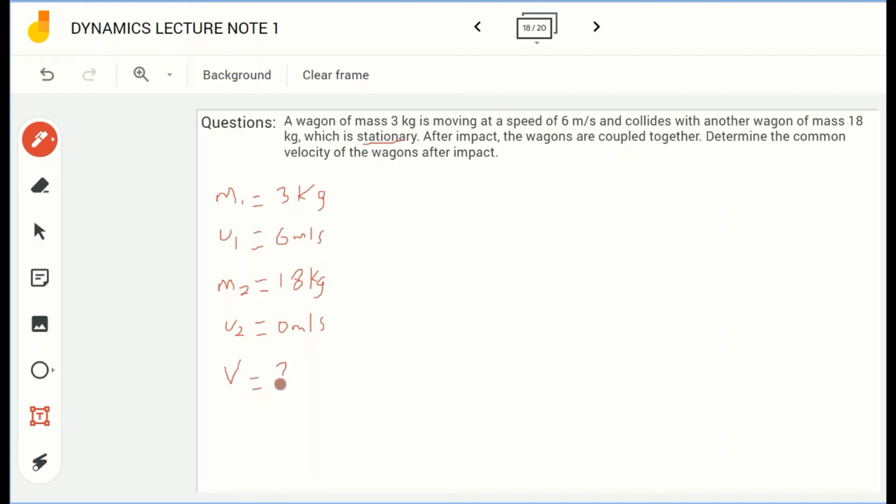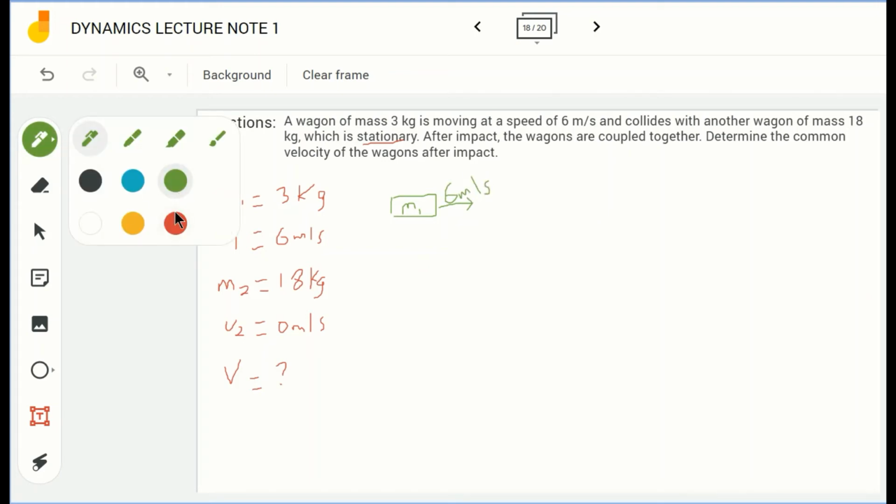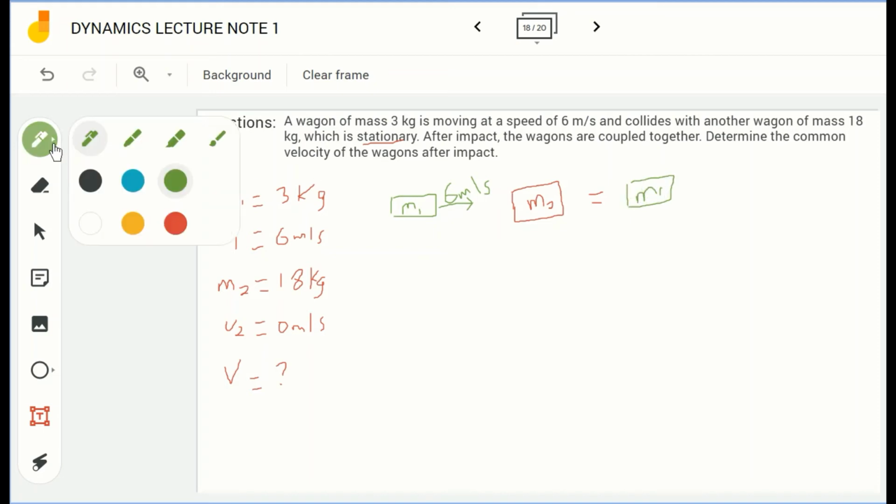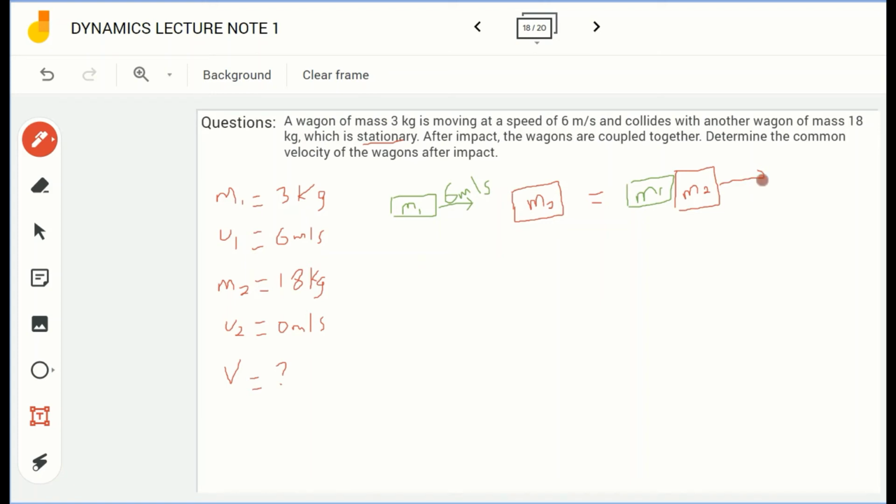If you don't mind, I will draw a visual diagram. So let me call this my first mass, M1, moving with a speed of 6 meters per second. Then I have a second mass of 18 kilogram, M2. It has no speed because it is stationary. After collision, my M1 and my M2 move as one. We are asked to find the common velocity V.